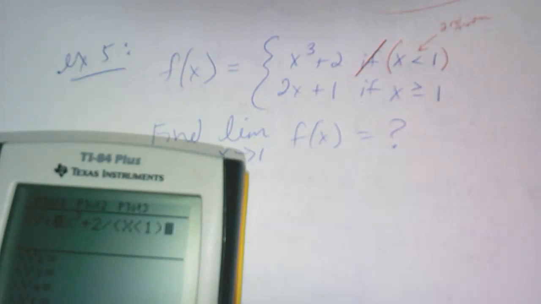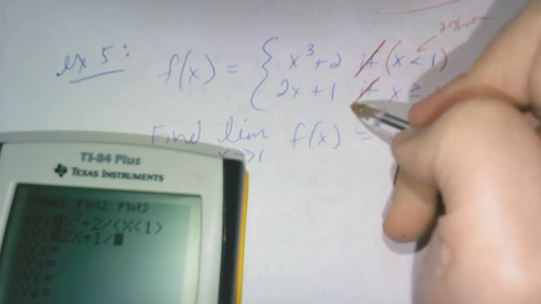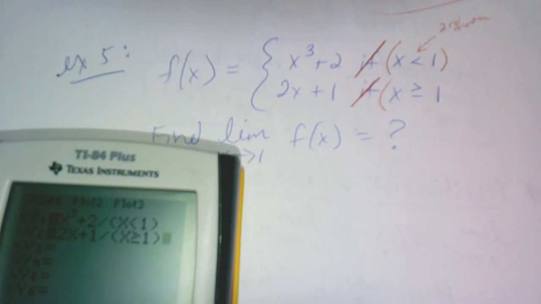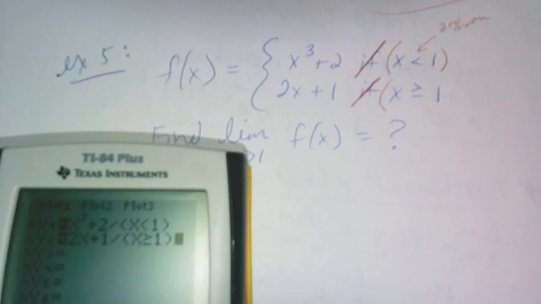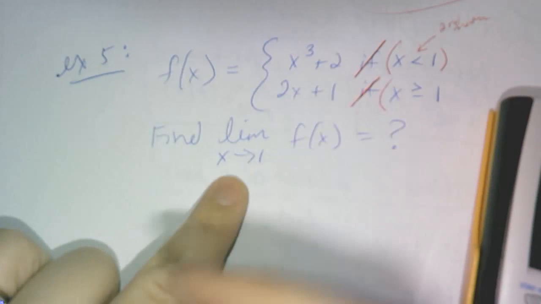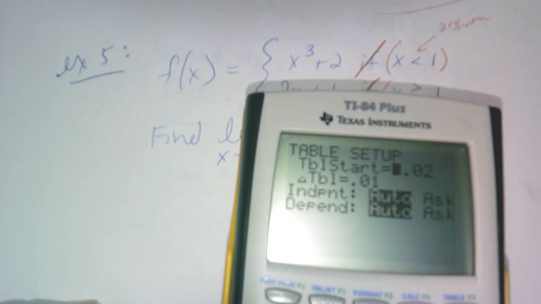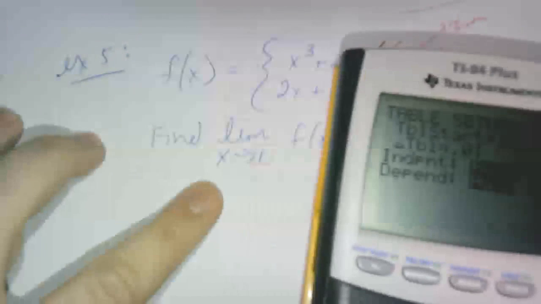You do the same in y2 now. 2x plus 1 divide parenthesis x, second math, greater than or equal to 1. The symbol is in second math, in the test function. All right. We are concerning ourselves with getting close to the point of 1, so I'm going to change my table to 1. I do want you to see this graph in a minute, but we're going to just look at the table.